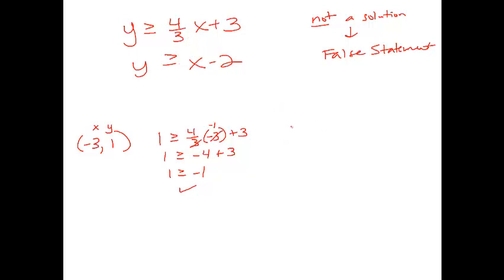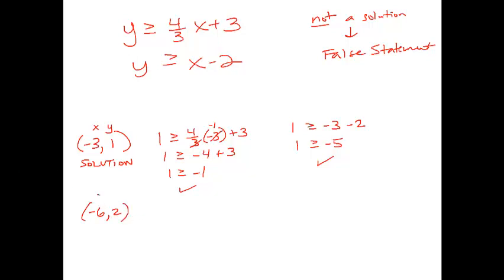So now I'm going to try it in the other one. We plug in 1 for y and -3 for x, and we simplify. Over here we get -5, and let's see, 1 greater than or equal to -5? Yep, 1 is bigger than that. So we know that this is a solution. So we're going to move on to the next point. -6, 2.